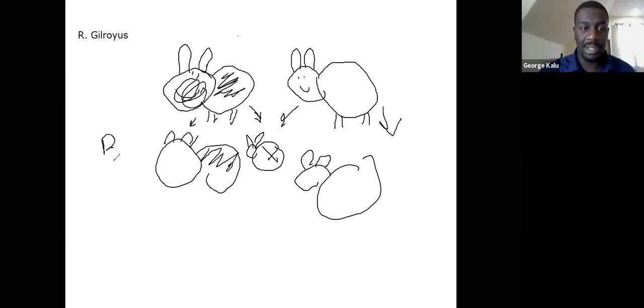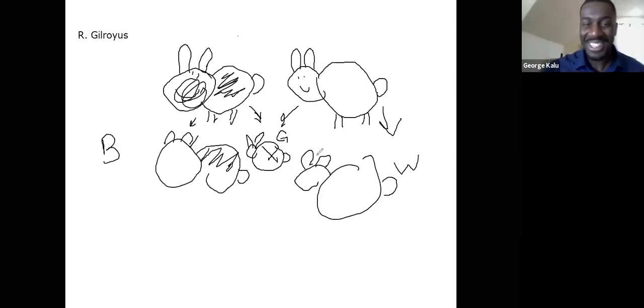So here we have black rabbits, some white rabbits, and now we also have some gray rabbits. Thank you for appreciating my masterpieces. Oh, sorry, I forgot the tails. Let's go ahead and put the tails in. There we go. So we started off with black rabbits and white rabbits, and now in another generation we have black rabbits, gray rabbits, and white rabbits. That being said, has evolution occurred here?